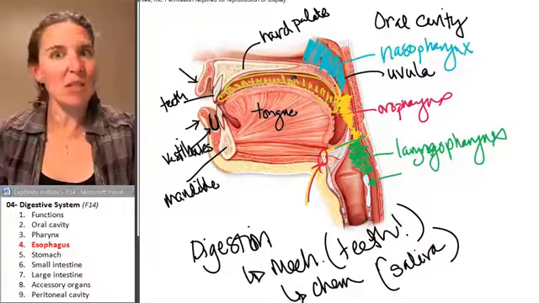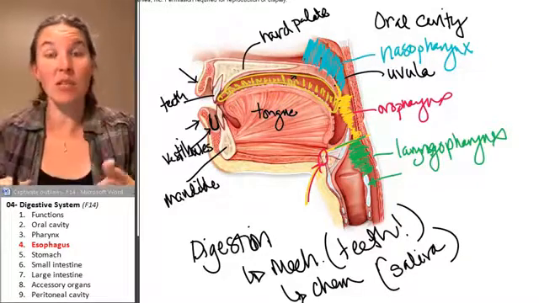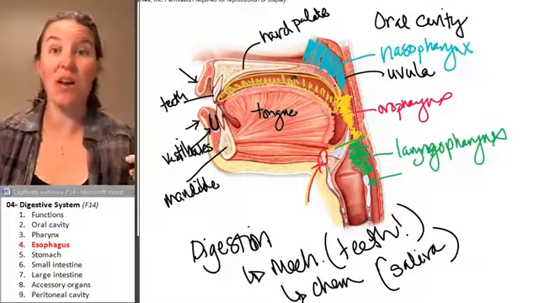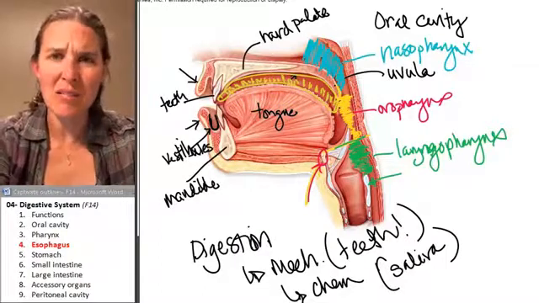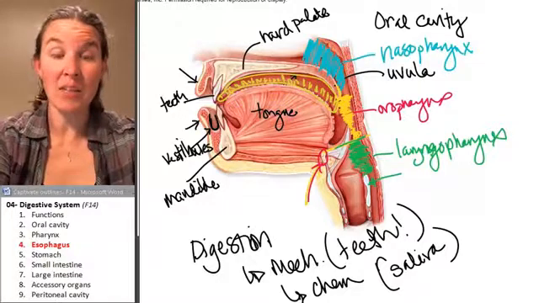The stomach is not in your thoracic cavity, so the esophagus has to travel out of the thoracic cavity and into the abdominal cavity. And it's basically made of muscle. We're going to look at the histology of the esophagus.